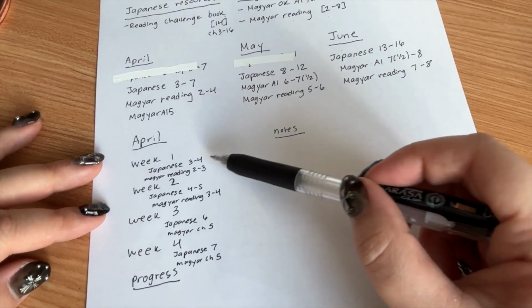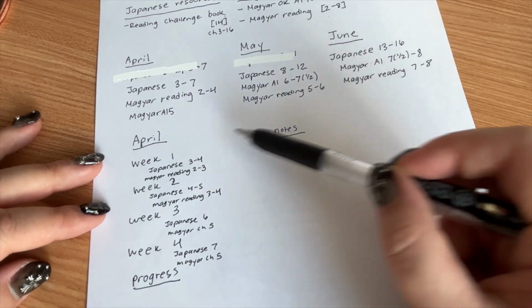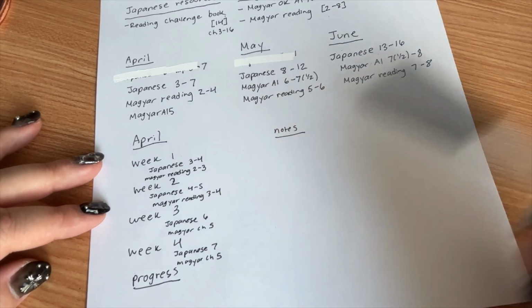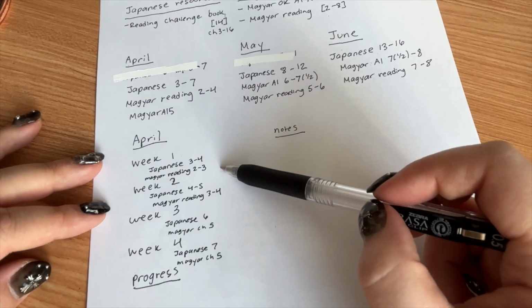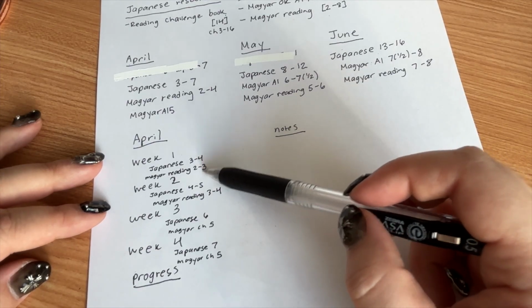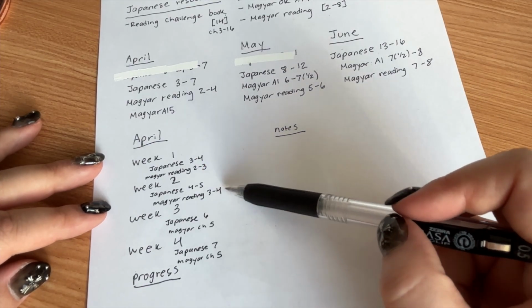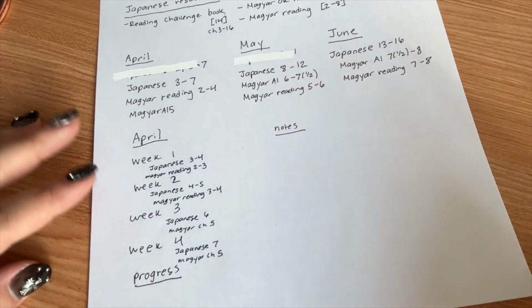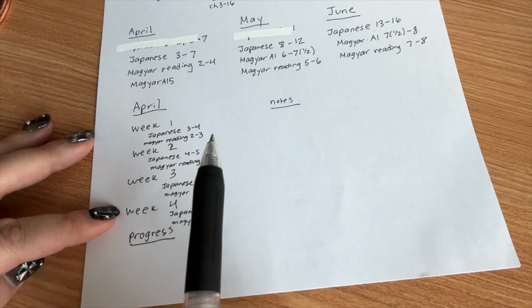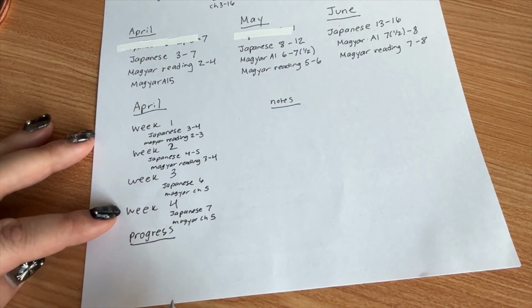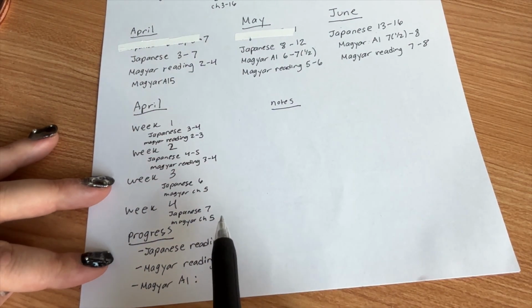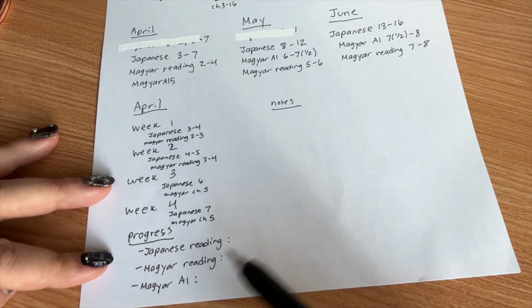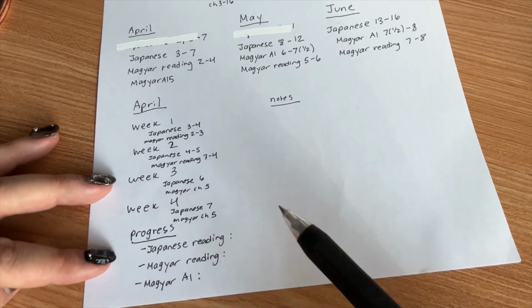I broke it down like Japanese 3, 4, 4, 5, like a bit of 4 across 2 weeks, 6 and 7. And then my Monday reading, I'm going to do 2, part of 3, finish 3, and do 4, and then spend the last 2 weeks on chapter 5 in the main book. Under progress, I'm just going to list my resources again like this. So when the month is over, I'll just jot down next to each one what got done.